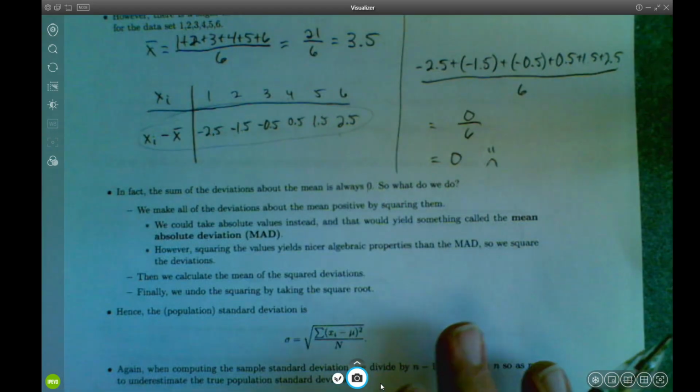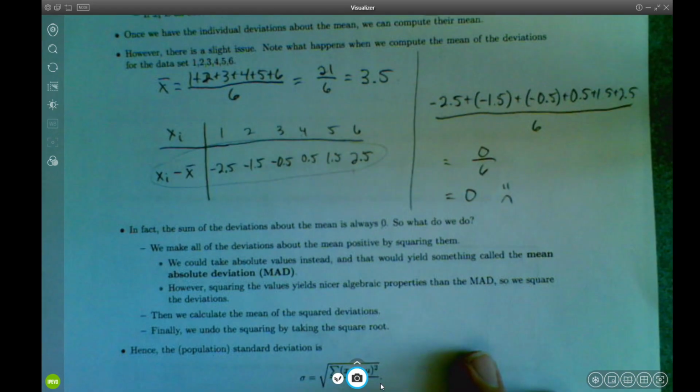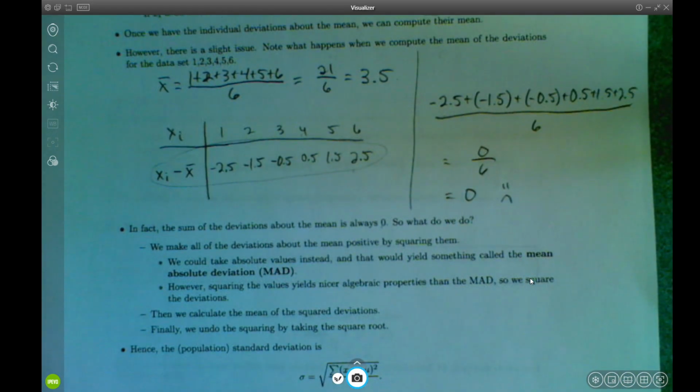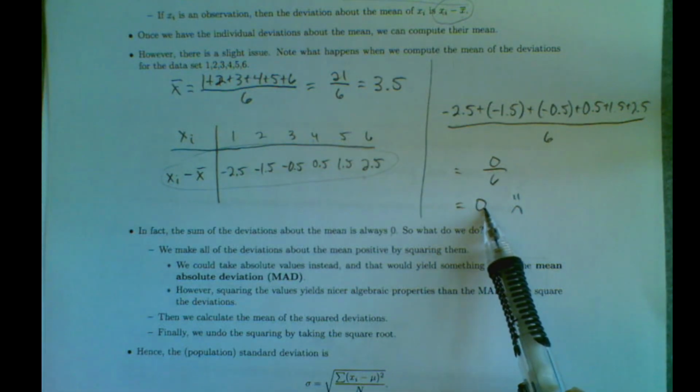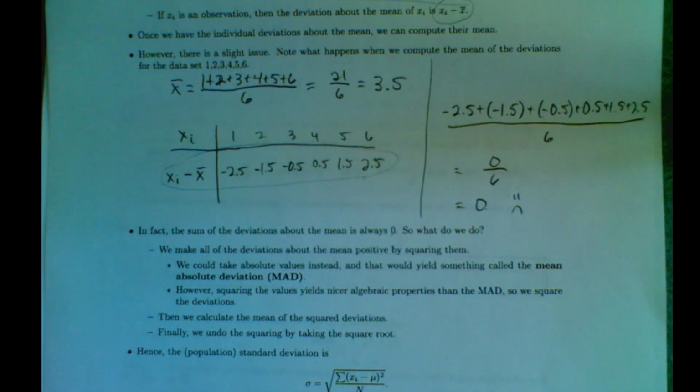And this is bad news because our whole goal was to find a good measure of spread that would be larger the more spread out our data set is. But if we're always getting 0 every time we compute one of these things, then that's not going to be a good measure. It's not going to give us any information whatsoever.